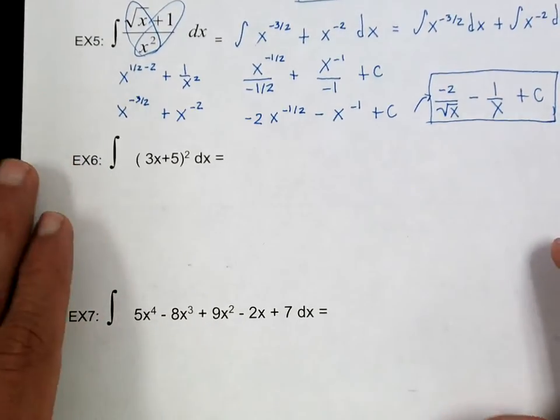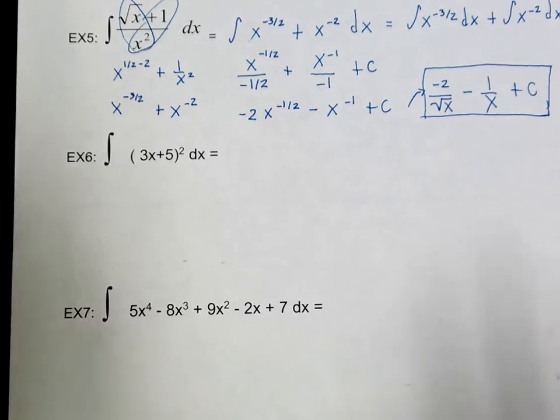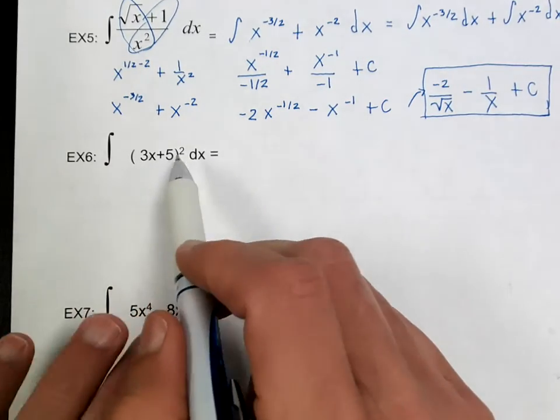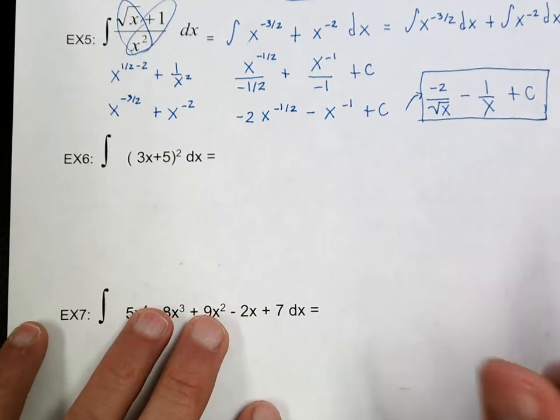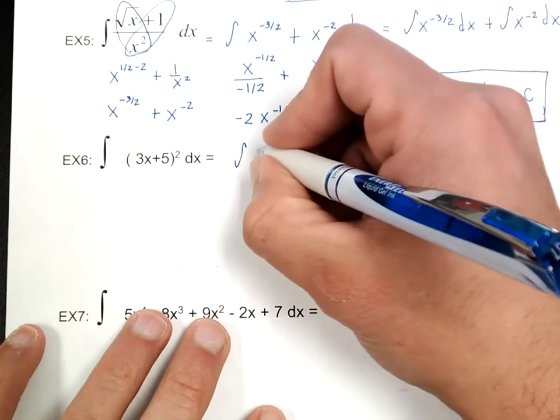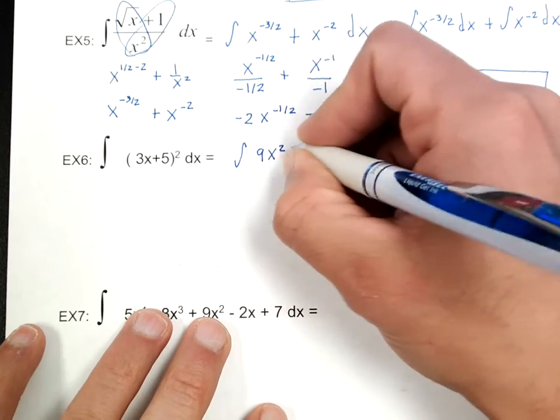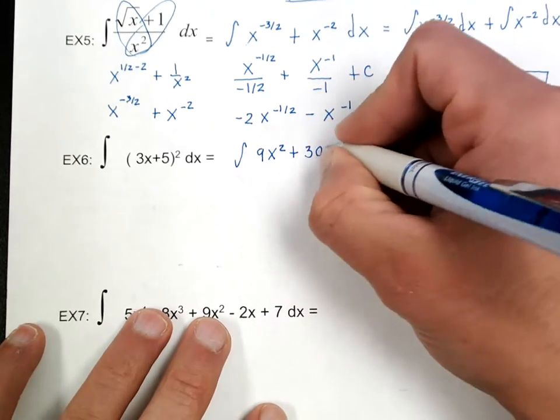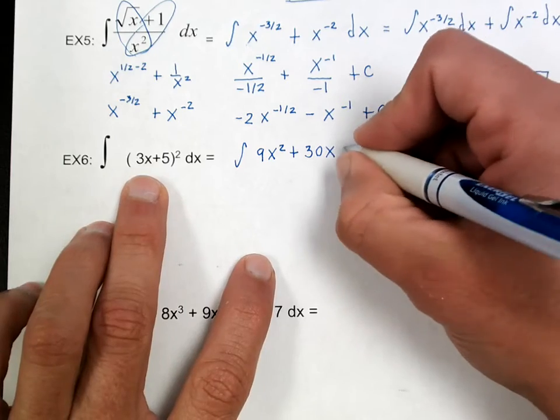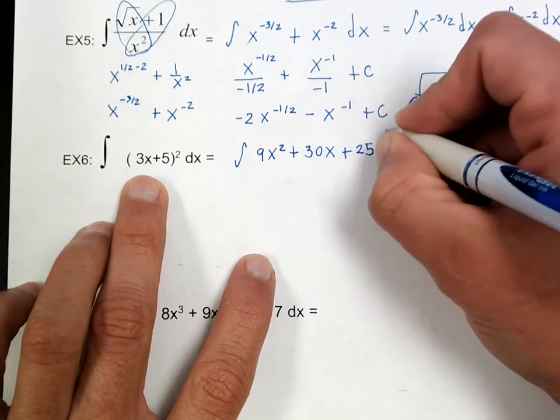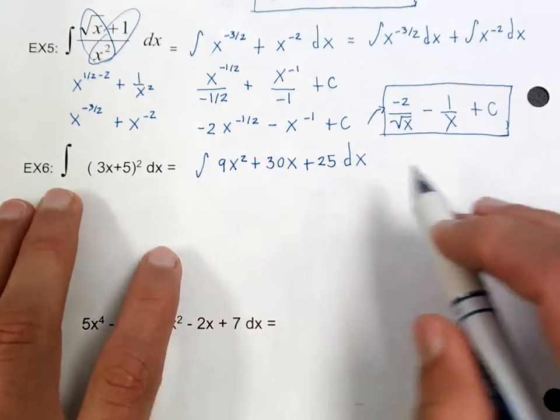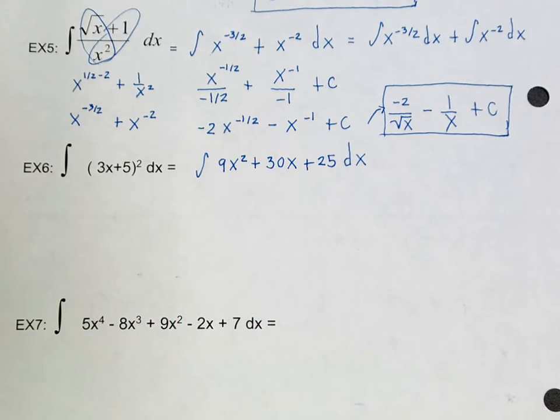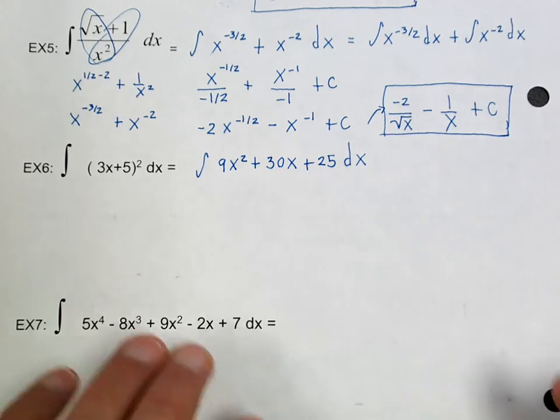Alright, example 6. Again, there's no way for you right now to take that integral as it is. So what you're going to have to do is FOIL this. If I FOIL this, I get 9x squared plus 30x plus 25 dx. And then you're going to take the integral of each one of these individually.